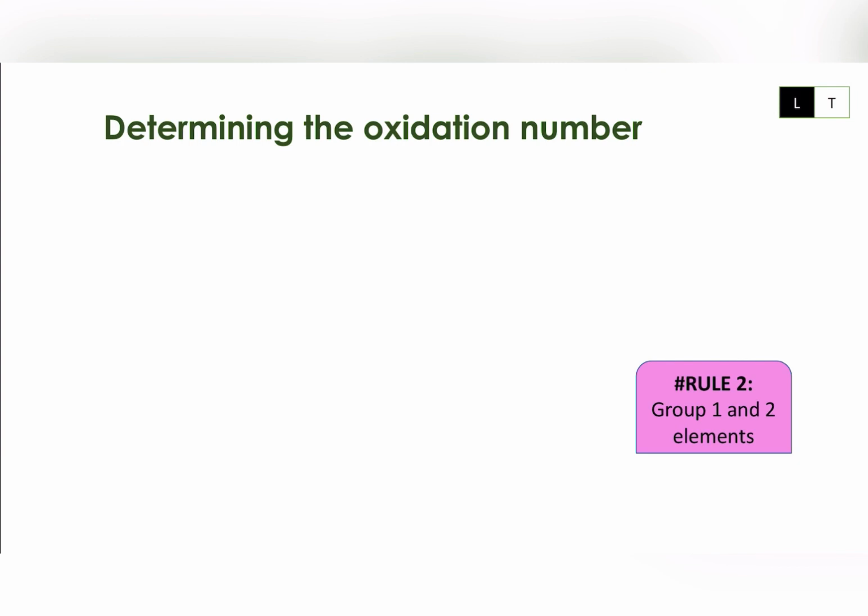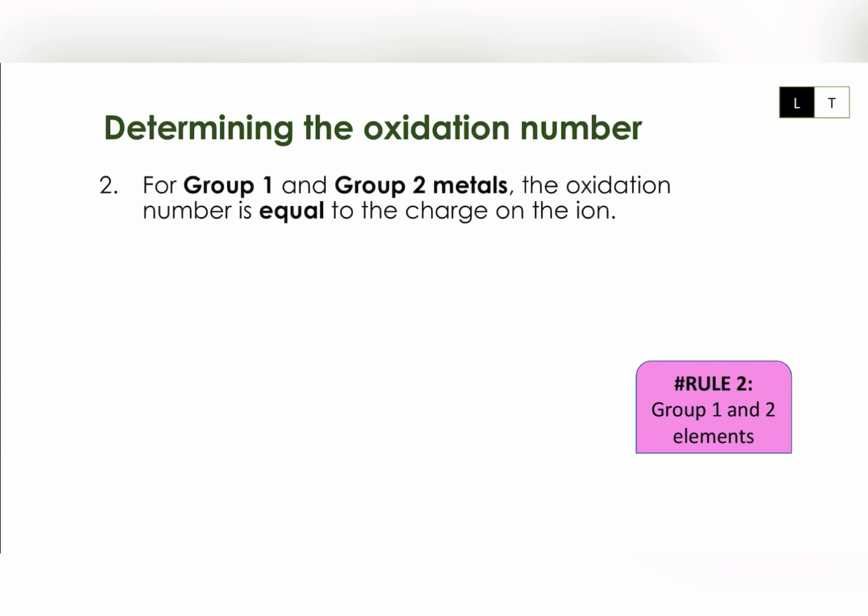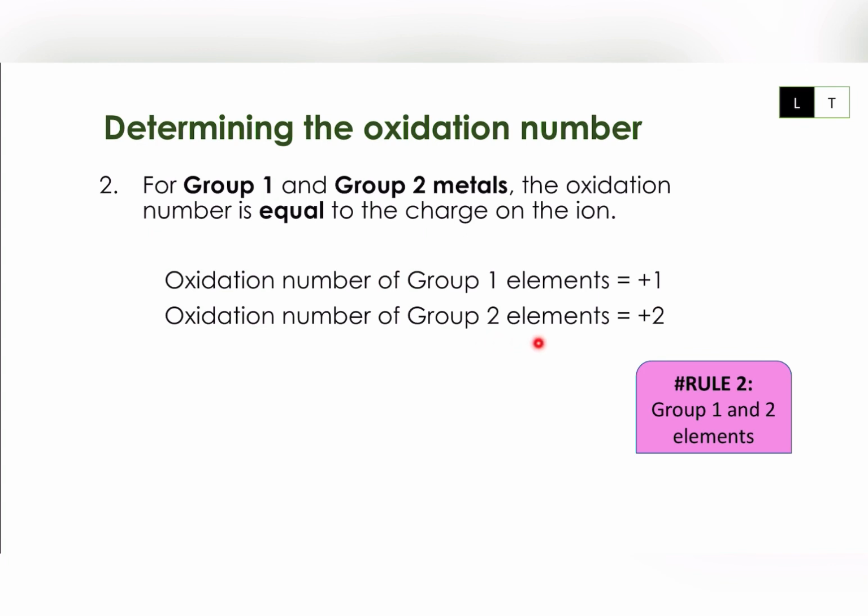Next, we go to the second rule, group 1 and group 2 elements. For group 1 and group 2 metals, the oxidation number is equal to the charge. For example, group 1 loses 1 electron, so the charge will be positive 1. Group 2 elements lose 2 electrons, so the charge will be positive 2. So when you have examples like these ions, for sodium ion and potassium ion, the oxidation number will be positive 1. And for Mg2+ and Ca2+, it will be positive 2.